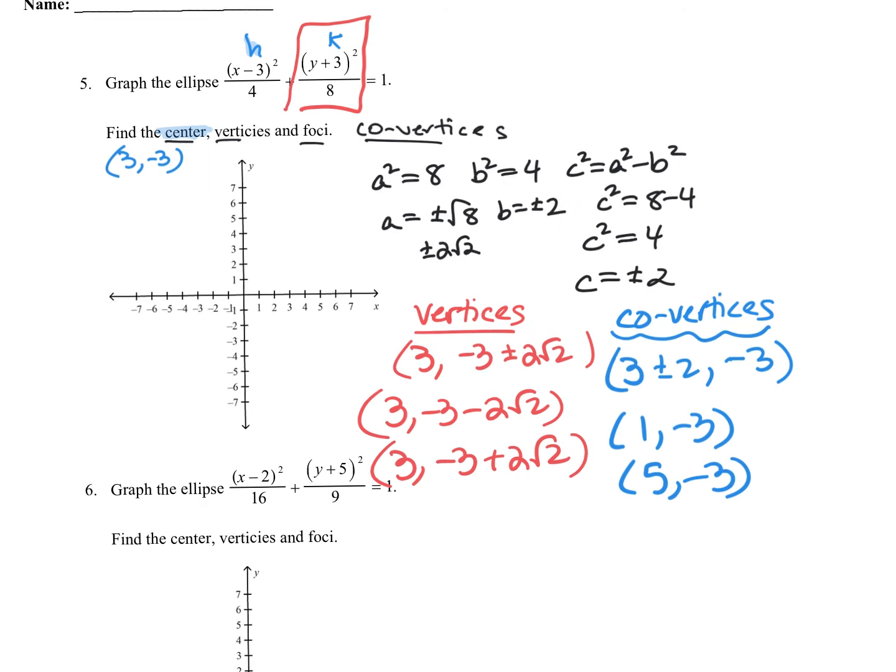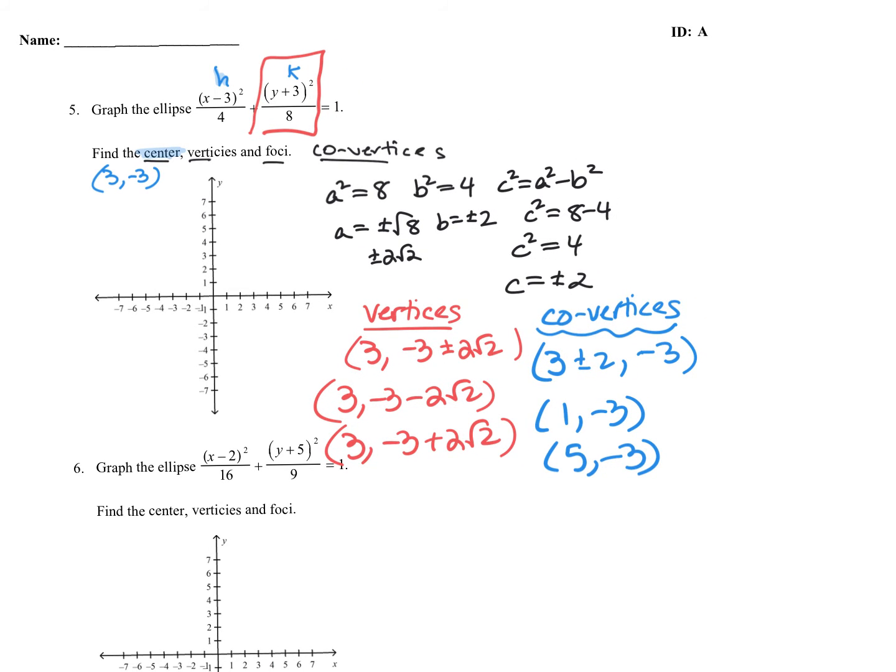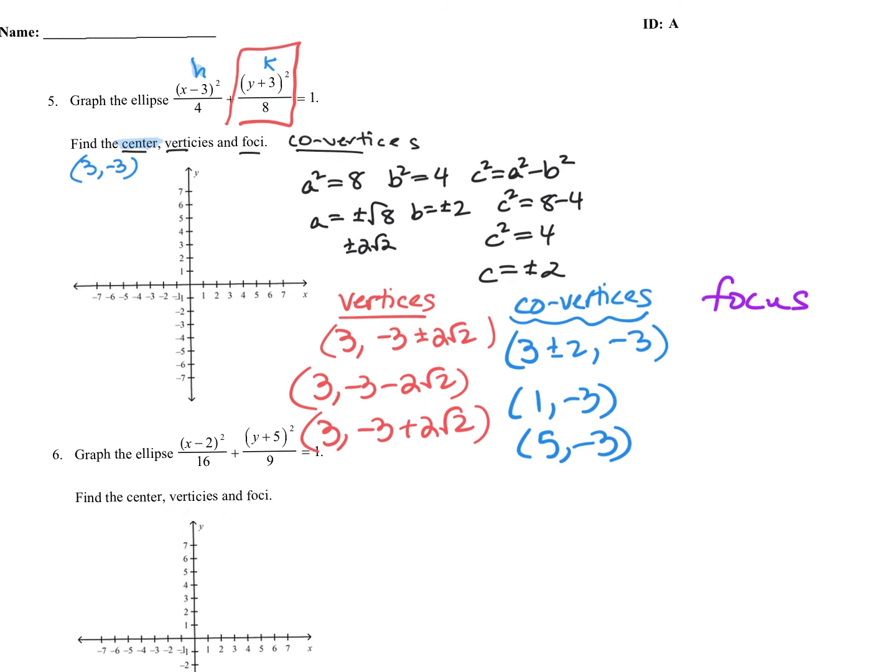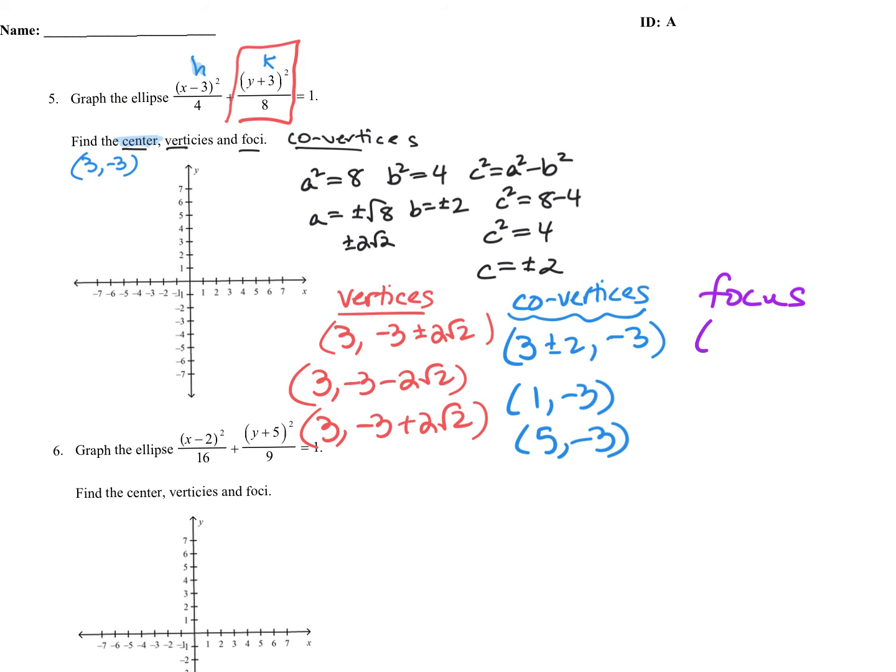And then now to find the focus point, I'm going to take my center again. Focus is always on the major axis. So I'm going to take 3 and then negative 3 and add and subtract 2 to the K. So 3 comma negative 1 and 3 comma negative 5. Everybody good there?